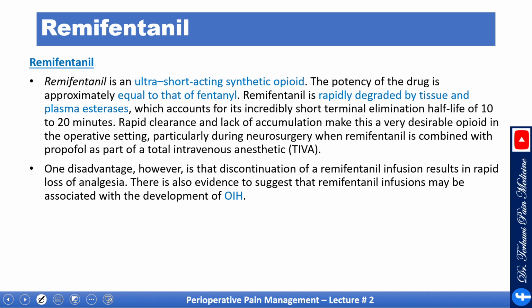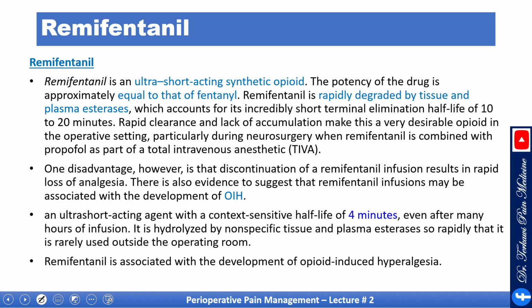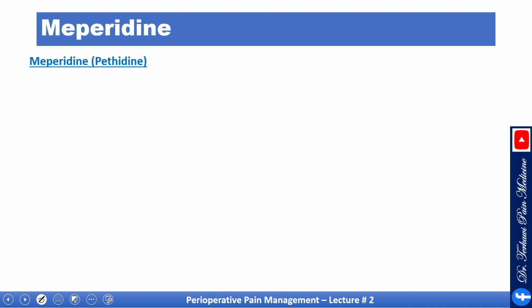The disadvantage, as we mentioned, is opioid-induced hyperalgesia. It's ultra short acting. When we look at the context-sensitive half-life, it's almost 4 minutes. So be prepared. Once you turn it off, the patient will be awake, the patient will be in pain. Therefore, it's good to start another longer acting opioid at the end of the surgery in preparation for this. Now, remifentanil is associated with development of opioid-induced hyperalgesia, again.